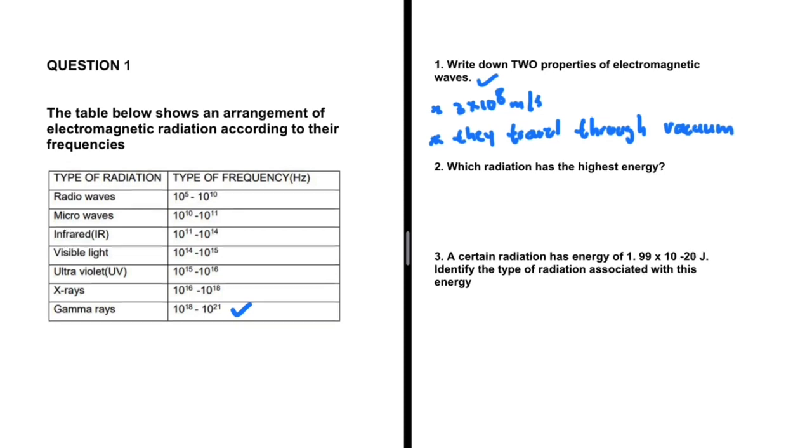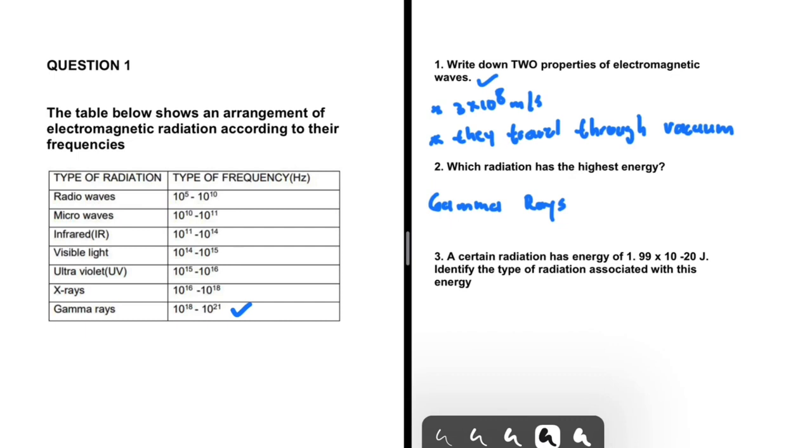So the answer to question 2 is gamma rays, because they have the highest frequency. And the higher the frequency, the higher the energy. The third question: a certain radiation has energy of 1.99 times 10 to the power minus 20 joules. Identify the type of radiation associated with this energy.